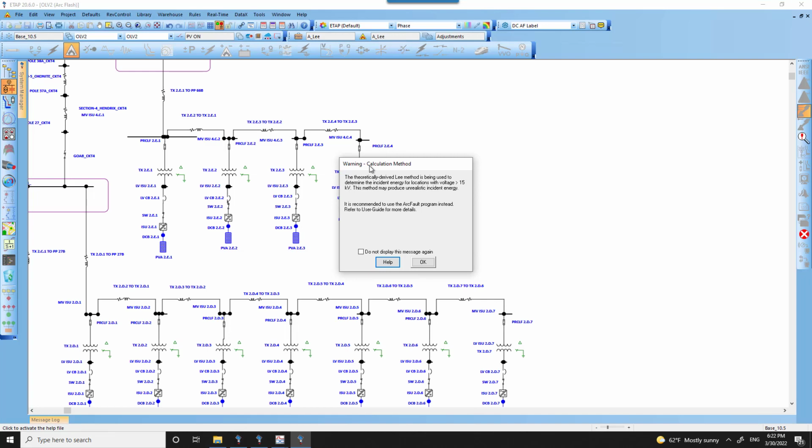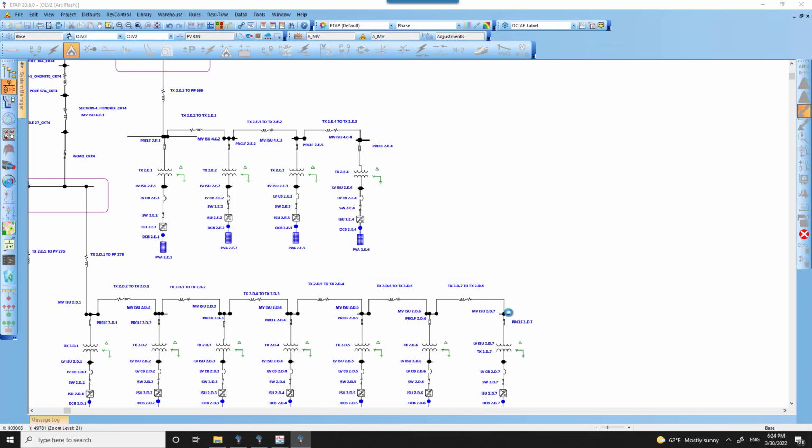That is the reason why in ETAP we do have this calculation warning message that the theoretically derived Lee method is used to determine the incident energy for locations with voltage greater than 15 kV, which is obviously going to give you unrealistic incident energy. The voltage of the equipment plays a key role, since the actual arc flash incident energy is based on the system nominal voltage instead of the voltage across the arc.